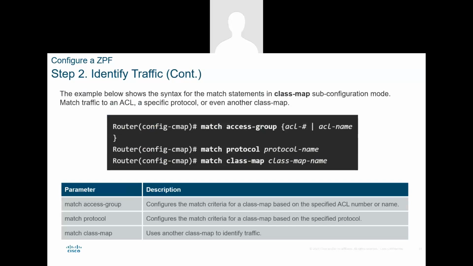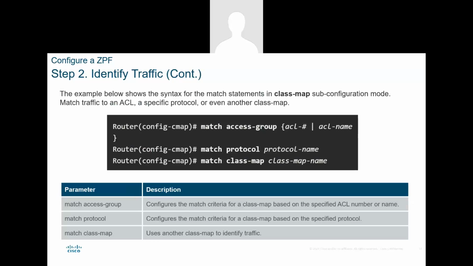Now, there are three primary match parameters that can be used in a class map. You have your match access group, match protocol, and match class map. The match access group parameter matches traffic based on an access control list. With that, the ACL's number or name is used to define which traffic belongs to the class map. This is something you would use when specific IP addresses or networks need to be controlled, or when applying fine-grained filtering based on custom ACL rules.